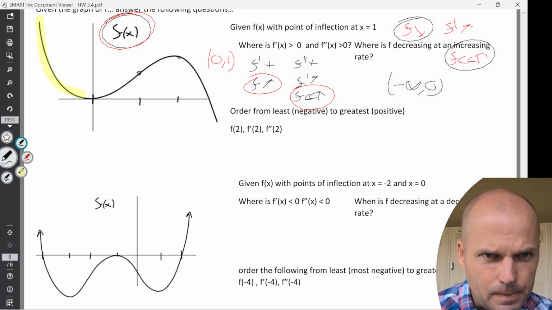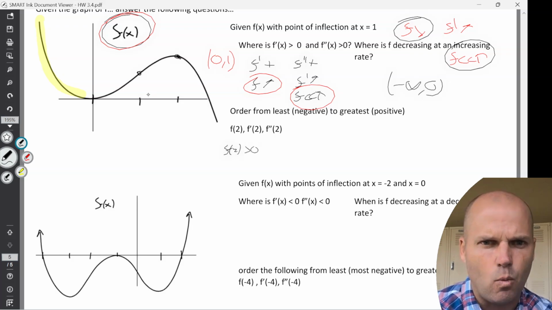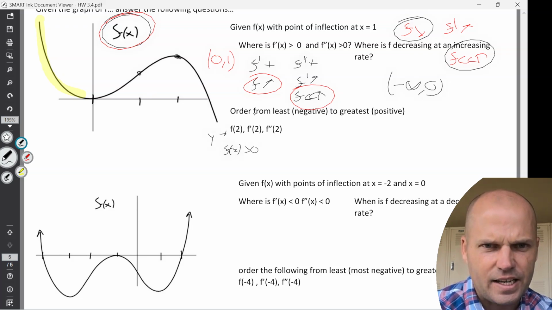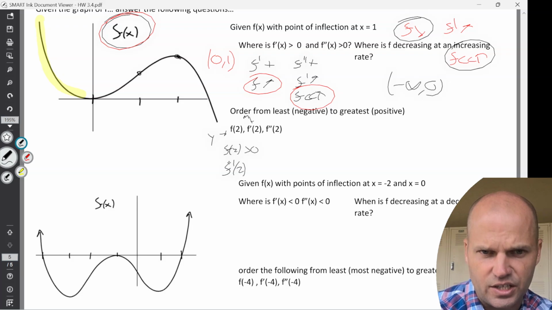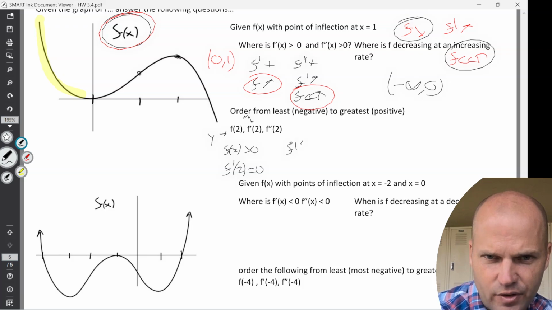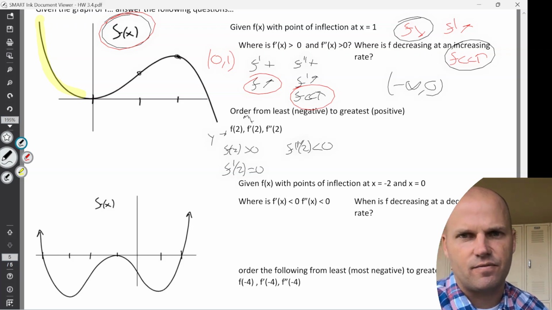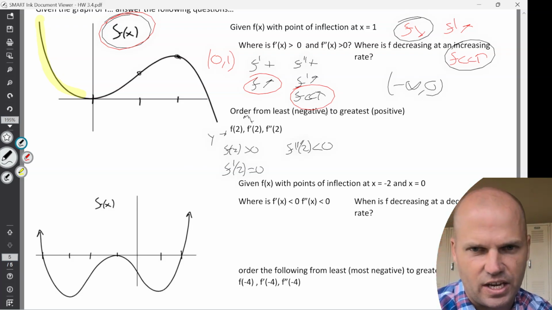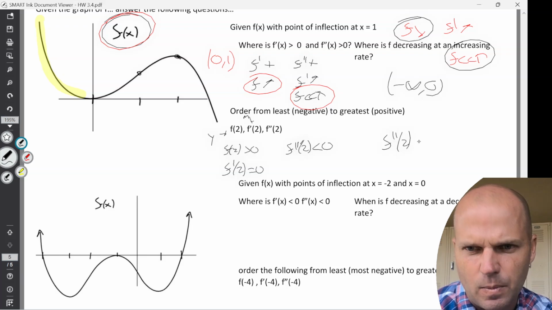Let's look at 2. Well, I can see that f of 2 is positive because it's like a y value. I can see the slope of f at 2 is 0 because I can see it's like a horizontal tangent. And I know that the second derivative is going to be negative because f is concave down. If f is concave down, the second derivative is negative. So I'm going to say f double prime is less than f prime is less than f.